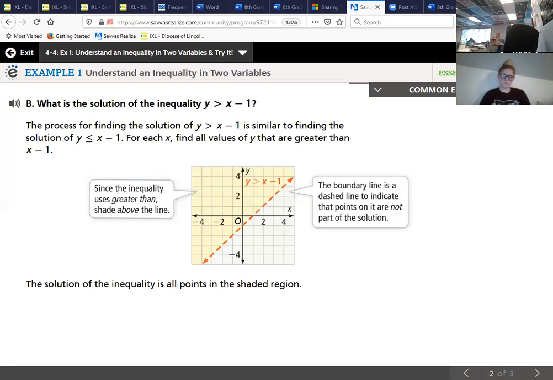So to do these, you really don't have to do much calculating. You just have to follow the rules. Do I have a dashed line? Do I have a solid line? What you will have to do is draw the line though. So that's going to go back to chapter 2 when we drew lines. But you should be able to graph a line like y equals. That's pretty easy to graph.